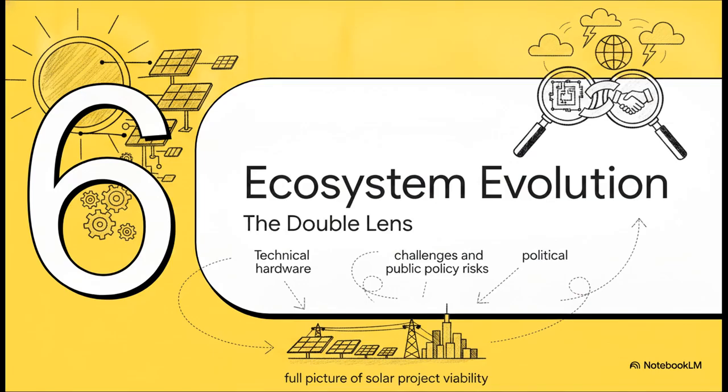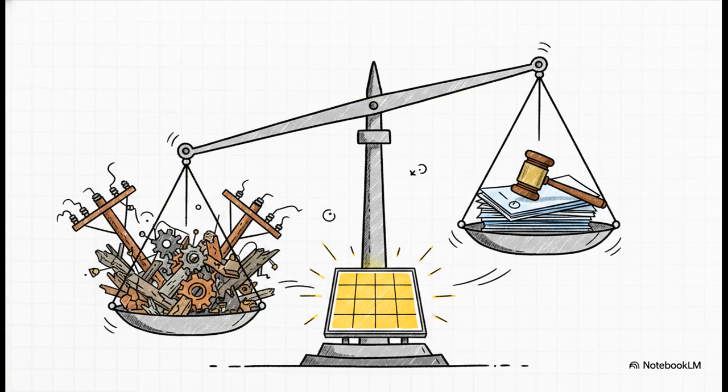Section 6. An ecosystem in evolution. Synthesizing the double lens. When we put it all together, we see that true financial viability in solar development is essentially an equation with two very distinct variables. To succeed, a company must master the physical, hardware limitations of legacy grids through constant innovation, while simultaneously adapting its business model to wildly fluctuating energy policies and utility tariff reforms.